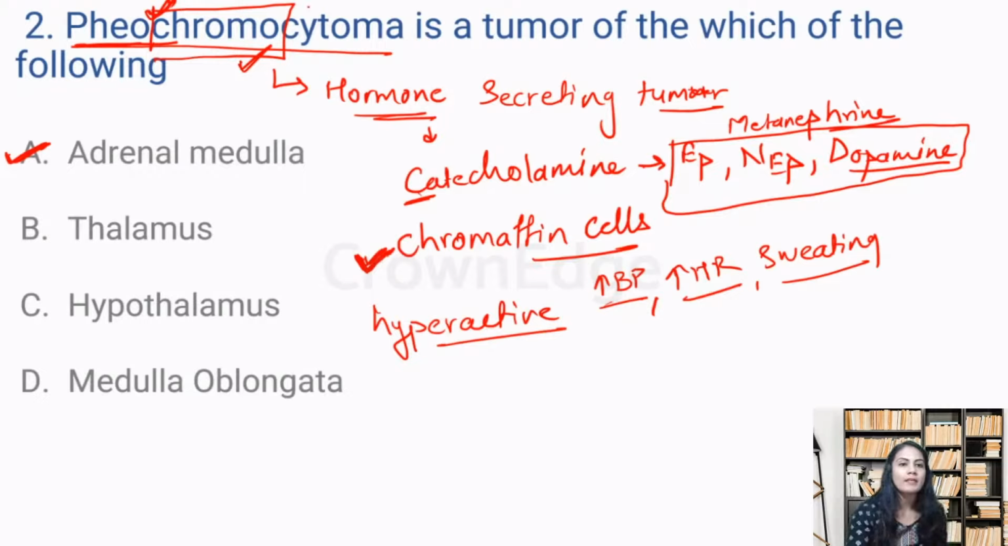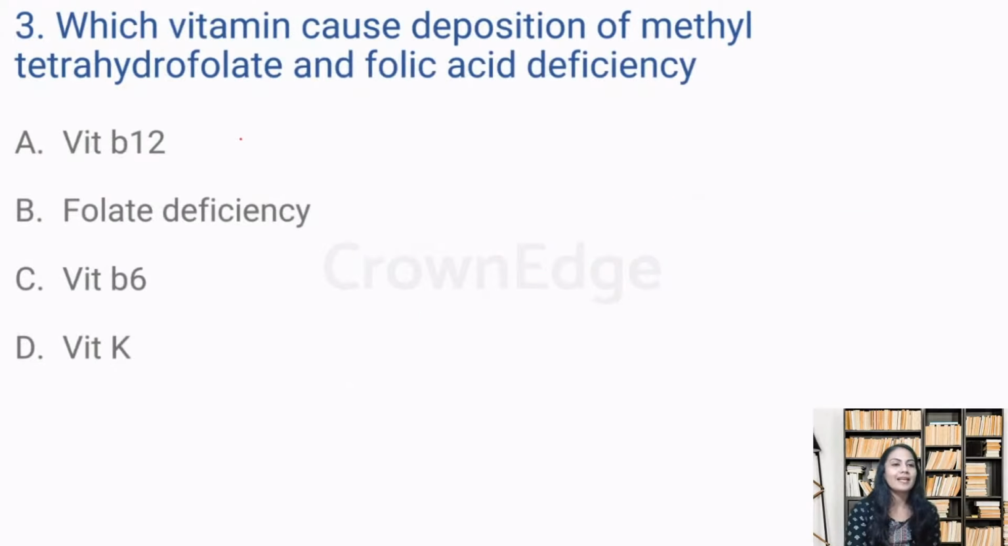Oma means tumor, cyte means cells, right? So it is a tumor of chromaffin cells. Easy to understand, right? Let's go to the next question.